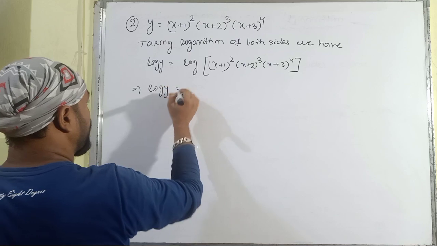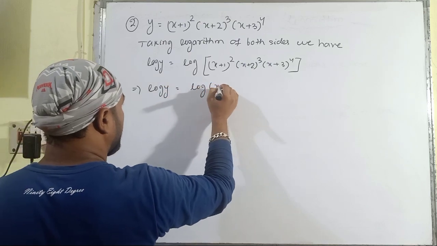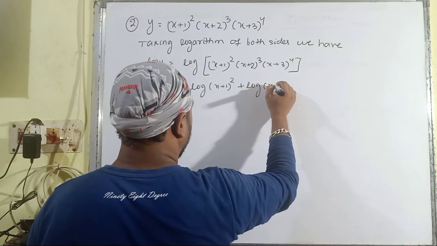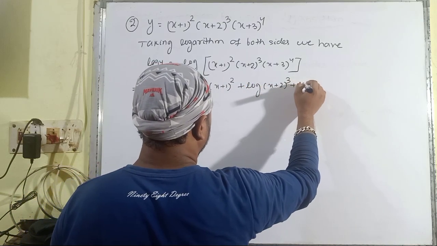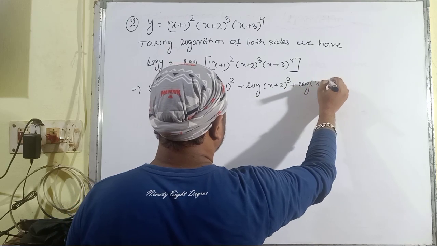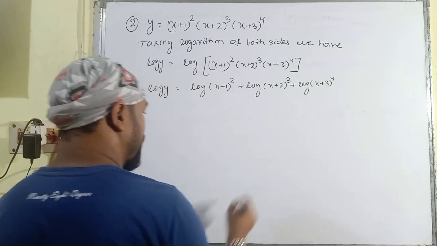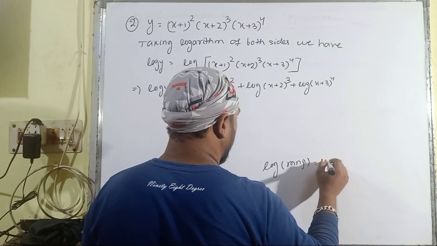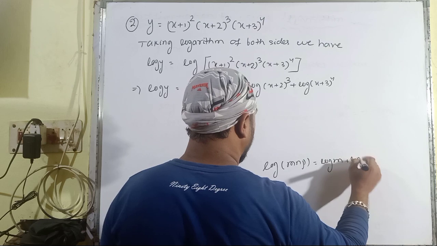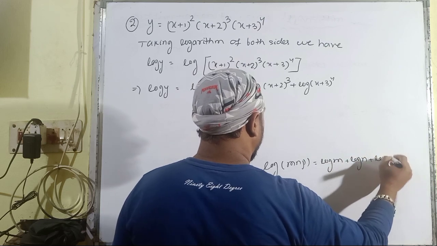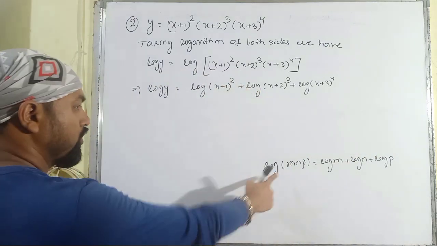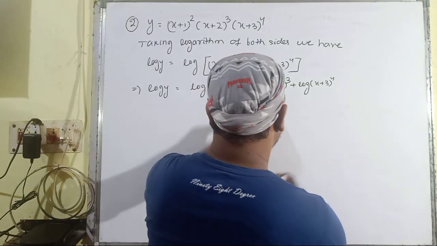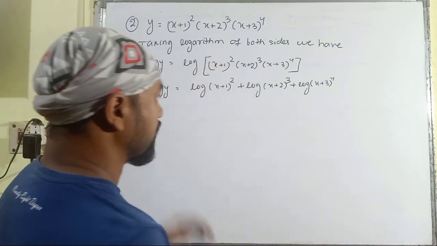Then log y is equal to log whole square of x plus 1 plus log whole cube of x plus 2 plus log whole to the power 4 of x plus 3, because we know that log mnp is equal to log m plus log n plus log p. So by applying this fundamental of the chapter logarithm, we have written this step from the previous step.